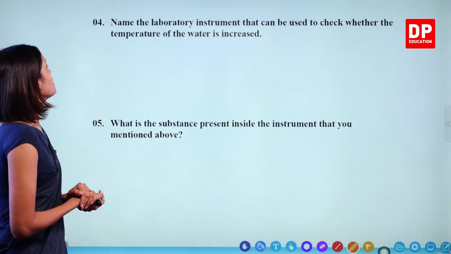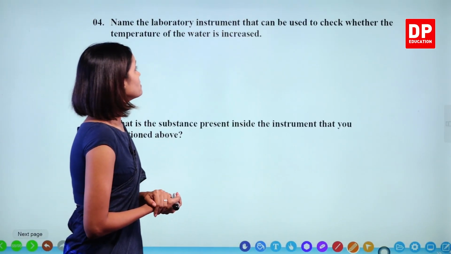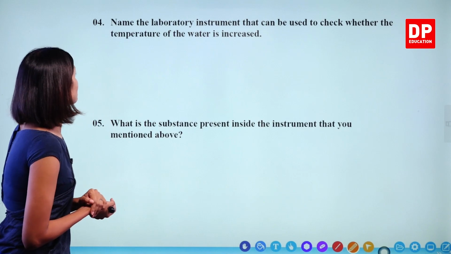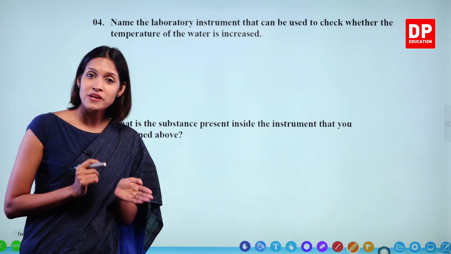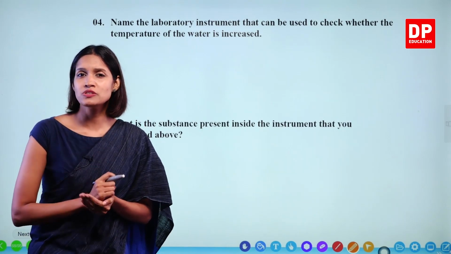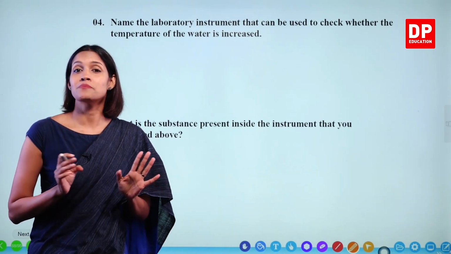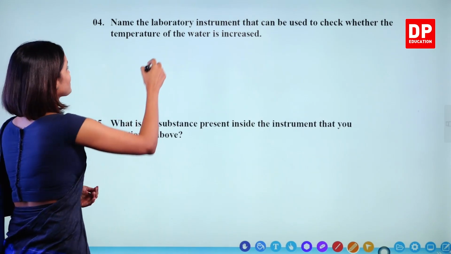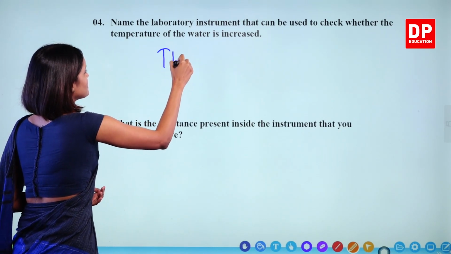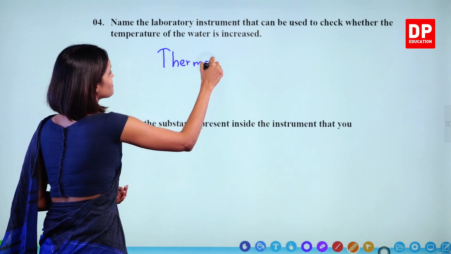Number 4. Name the laboratory instrument that can be used to check whether the temperature of the water is increased. Do you remember during the experiment we used a certain instrument to check whether the water's temperature is increased? What is the instrument? That is thermometer. Thermometer.